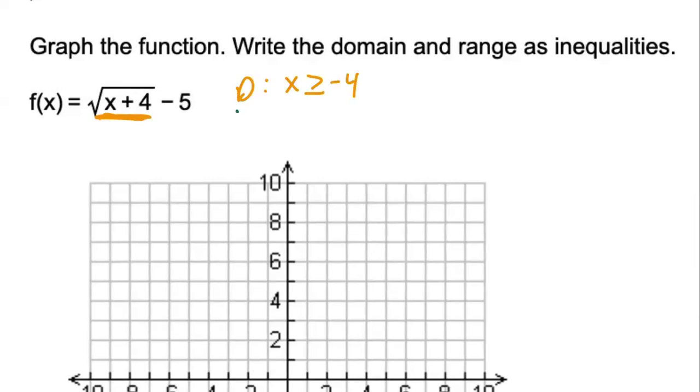And then the range is whatever it's on the outside. So y is greater than or equal to -5. So think of it this way. If it's inside the radical, think of it as opposite. If it's positive, it becomes negative. If it's negative, it becomes positive. But it's only when it's inside the radical.